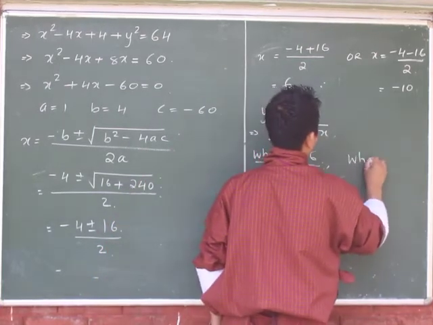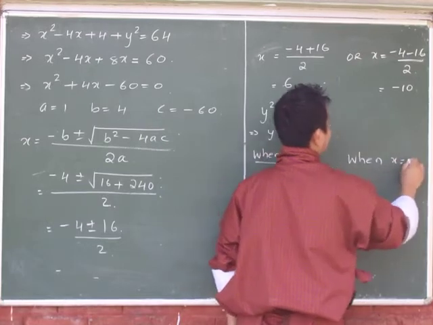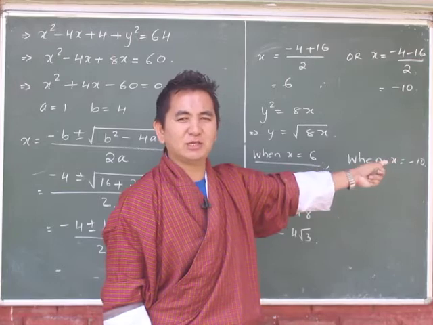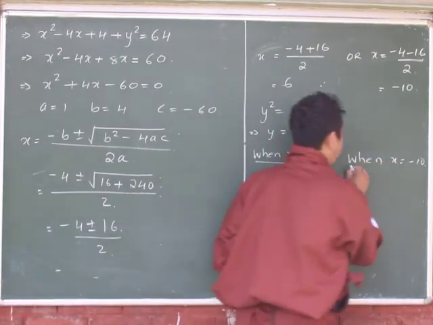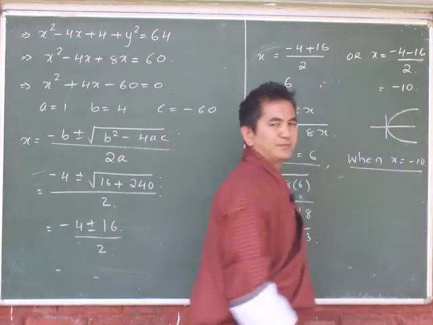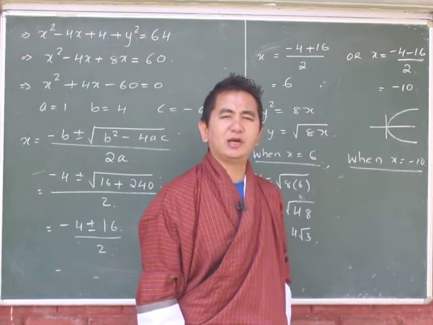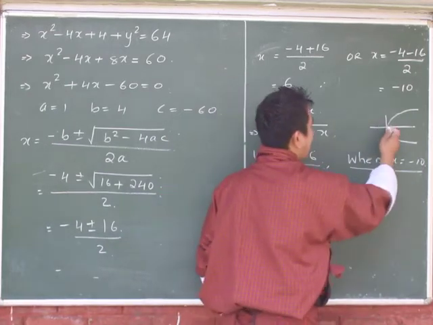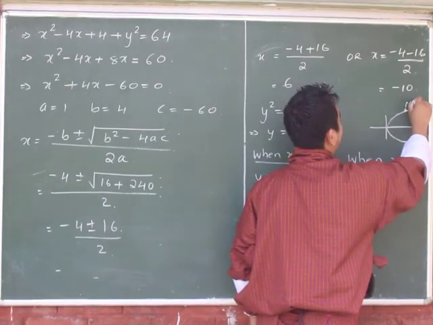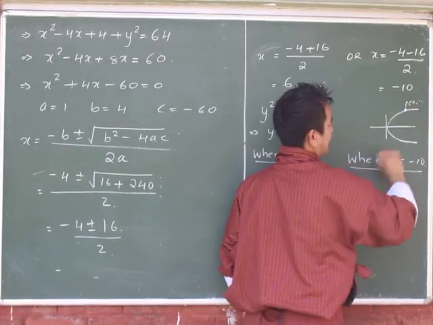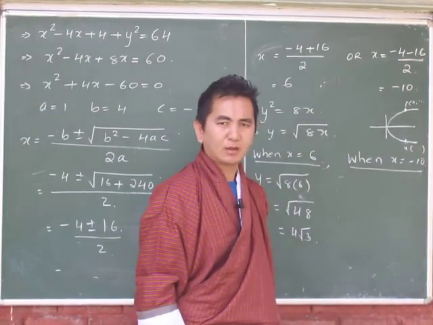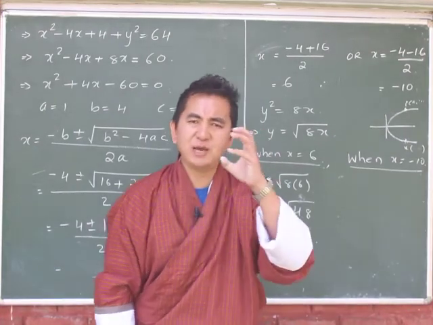Then, when x is equal to negative 10, is this possible? This is not possible, because you can clearly see the parabola opens to the right. That means all the x values, whatever points you give here, if you give a point here, this will be a positive x value, and if you give a point here, this also will be a positive x value. I hope you are getting what I'm trying to say. The concept is very important here.